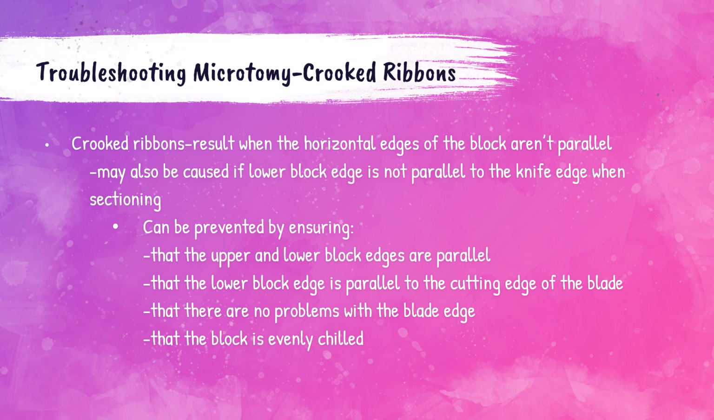Crooked ribbons occur when the horizontal edges of the tissue block are not parallel. This can also be caused by the lower edge of the tissue block not being parallel to the edge of the knife. This can be prevented by ensuring that the upper and lower edges of the tissue block are parallel, and also that the lower edge of the tissue block is parallel to the edge of the knife that is going to cut it. You should also ensure that there are no issues with the edge of the blade and also that the tissue block is evenly chilled.